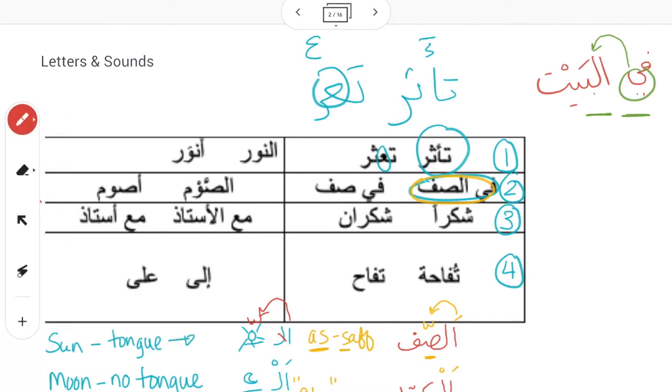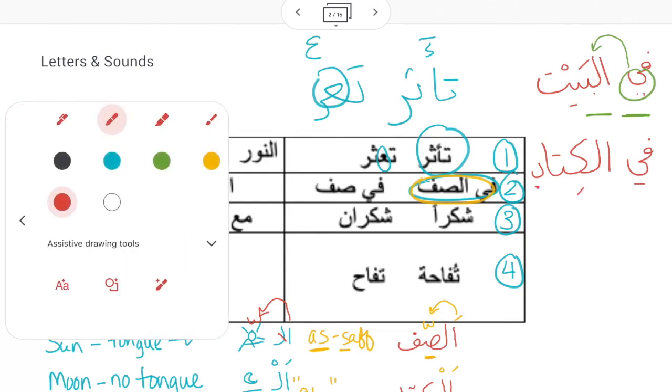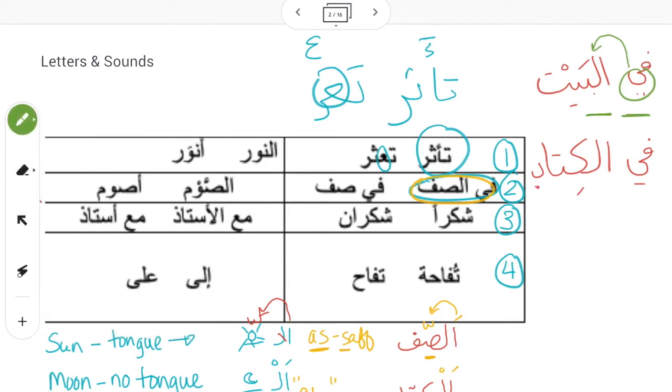Let's do another one. If I want to say in the book, how would you say that? We're going to take fi and we're going to connect it here to that lam. Fil kitab. So instead of saying fi al kitab, fil kitab, connecting the two together.